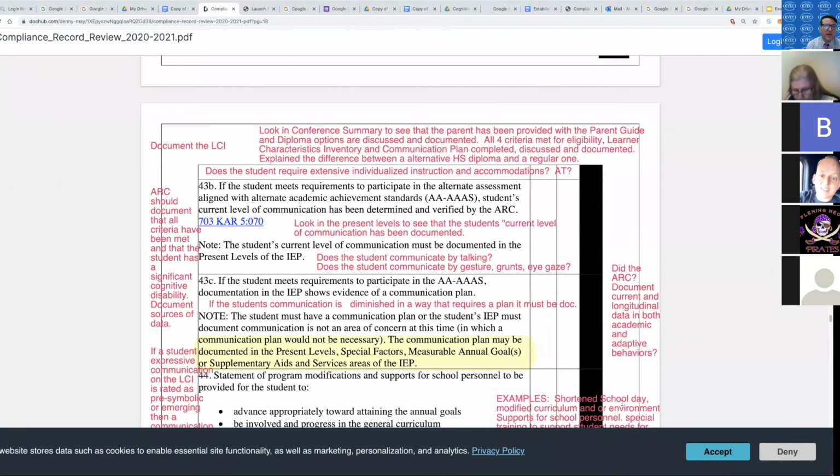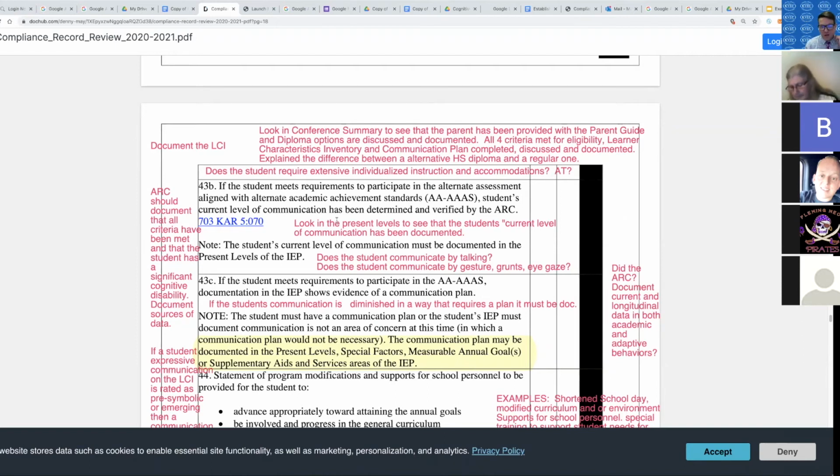So we're saying, look in the conference summary to see that the parent has been provided with the parent guide and diploma options are discussed and documented. All 4 criteria met for eligibility. The learner characteristic inventory and the communication plan has been completed, discussed, and documented. Explain the difference between an alternate high school diploma and a regular one. Does the student require extensive individualized instruction and accommodations, assistive technology? And if the student meets requirements to participate, did we document the current level of communication?